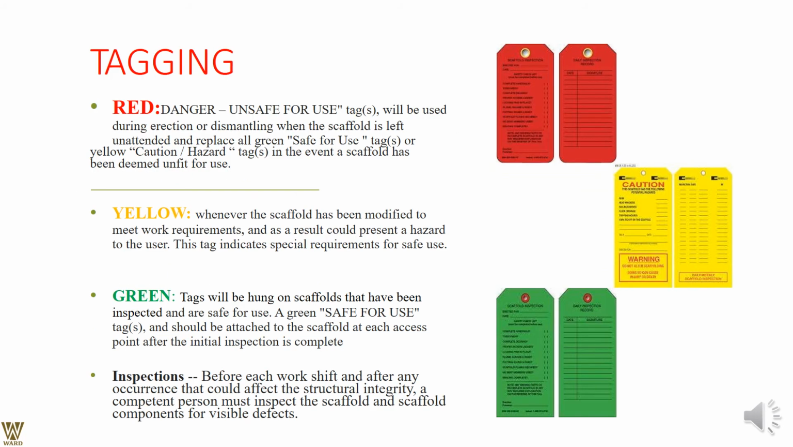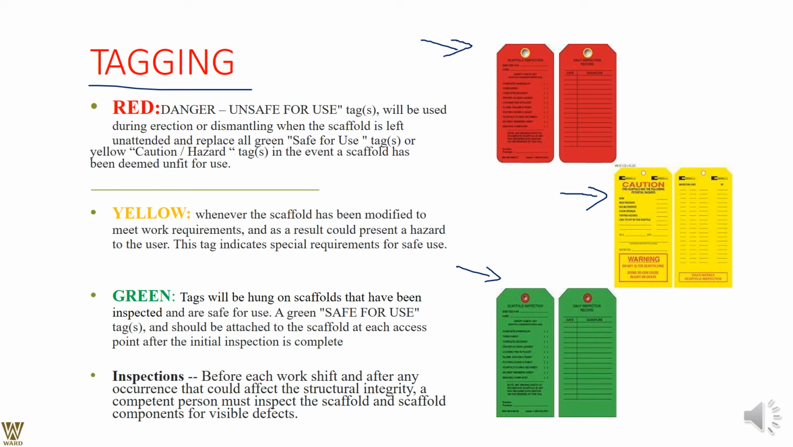Now I have given you a tagging in terms of color altogether. Please understand, the red is for danger, the yellow is for modified and does meet the worker's requirement, whereas the green is for the safest for use. Now, this might be with a precaution, with an element of risk that you want to go around. Everything tagged in red will be used during the erection or dismantling when the scaffolding is left unattended.